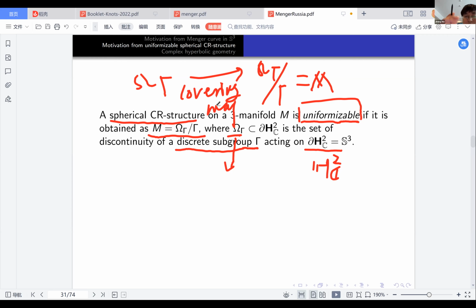And in fact, it is an orbifold covering map. So if a three-manifold M can be obtained in this way, we first have a discrete subgroup Γ and Ω(Γ), and then we have the covering map, so we have the quotient space M here. If a three-manifold can be obtained in this way, then we say the three-manifold admits a uniformizable spherical CR structure. Okay, so it is a special kind of spherical CR structure.